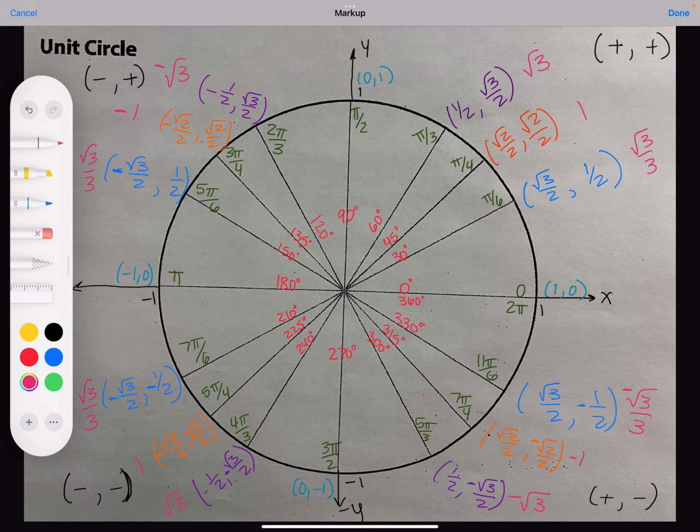Okay? See that? Makes sense? Yes. Or at least sort of kind of starting to. Okay? So again, if you can memorize that one quadrant, okay, it goes all the way around.